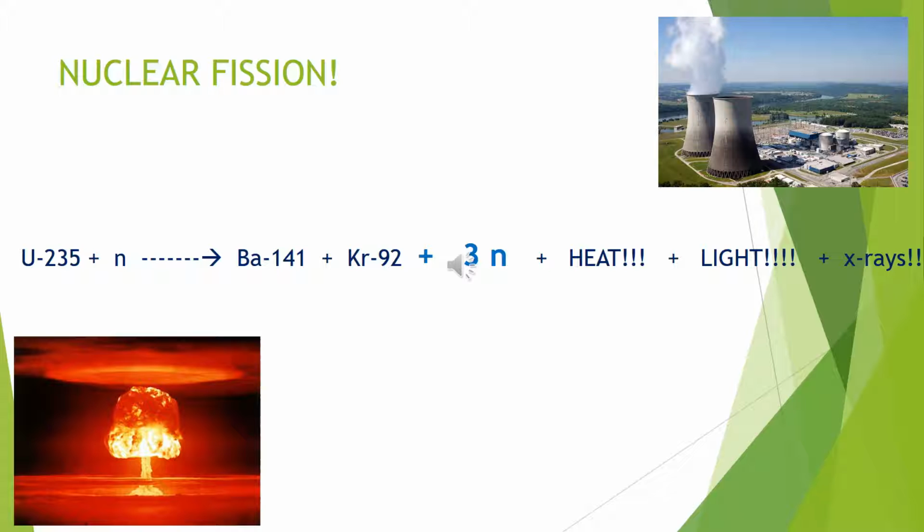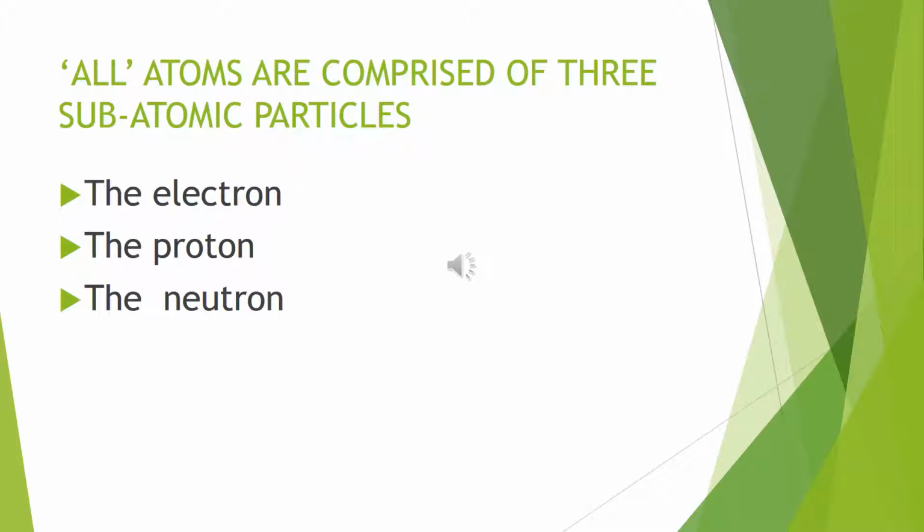I want to focus on those 3 neutrons, which you see on the right-hand side of that chemical equation. The right-hand side of an equation are the products of the reaction. The left-hand side are the reactants. And so those 3 neutrons remind us that the atoms themselves are comprised of even smaller particles. In fact, there are 3 of these particles, the 3 subatomic particles. And so here are the 3 subatomic particles, in the order of their discovery, the electron being discovered first and the neutron being discovered most recently.